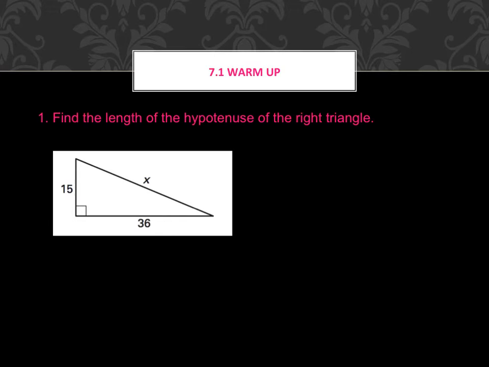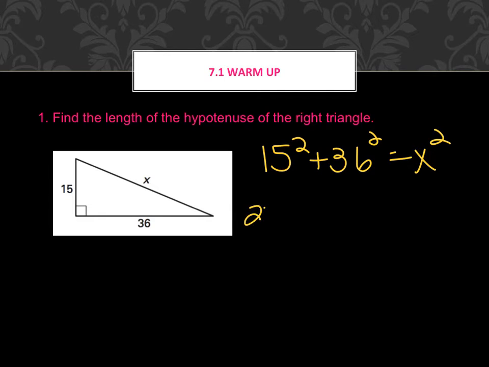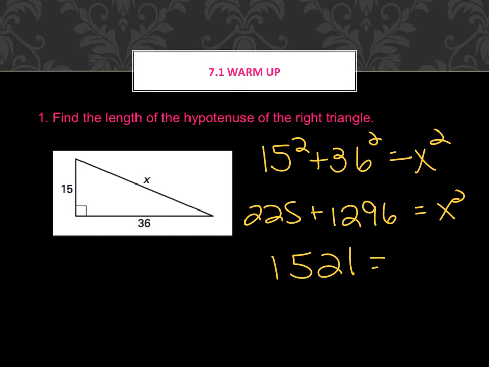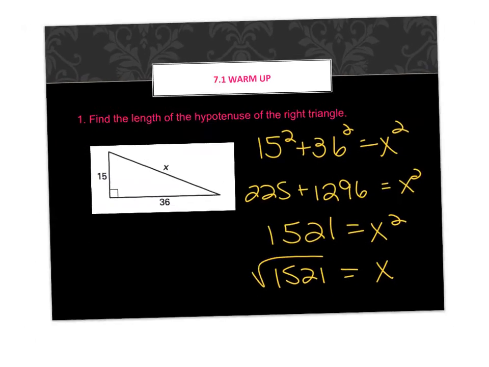So in this example, which one is the one that's by itself? The x. So I'd get 15 squared plus 36 squared equals x squared. 15 times 15 is 225. 36 times 36 is 1,296, thank you. Save me from doing the work. All right, then 1,521. Squared, and x would equal the square root of 1521, which we have to see if can be reduced.